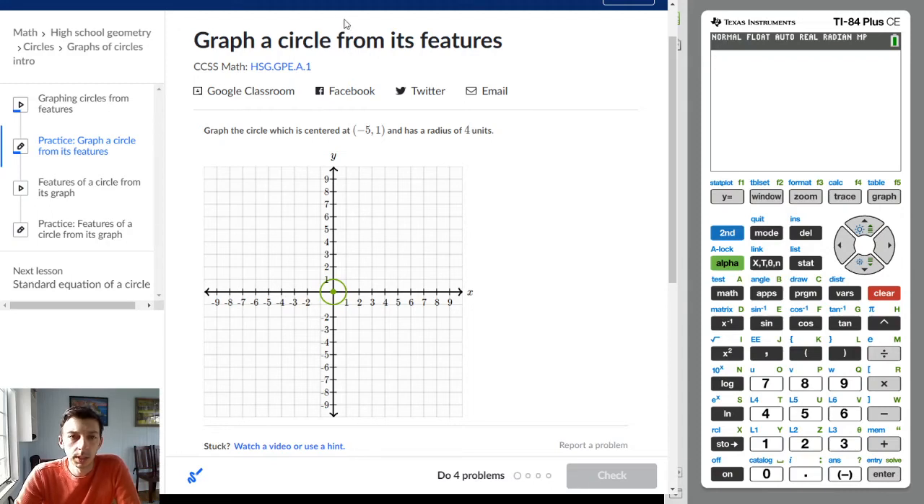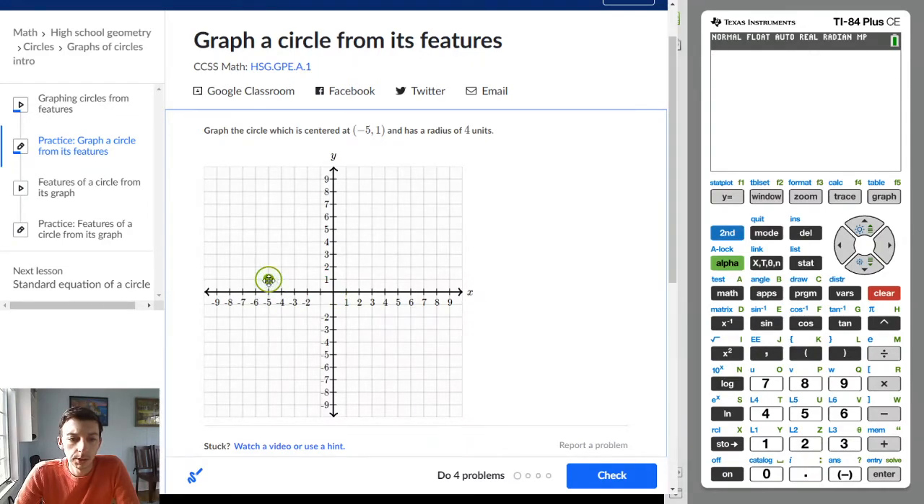So let's go through some of these examples. The first part here is graphing a circle from its features. The first question says graph the circle, which is centered at -5, 1, and has a radius of 4 units. So you're going to grab your circle here, and you can move it around. -5, 1 means go over to -5 on the x-axis and up 1.